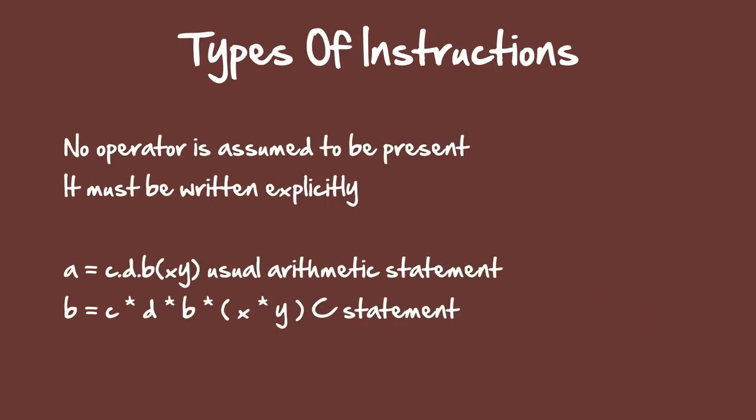No operator is assumed to be present. It must be written explicitly. In the following example, the multiplication operator after b must be explicitly written. a = cdb(xy) is the usual arithmetic statement, but in C language you have to write like this: b = c * d * b * (x * y).